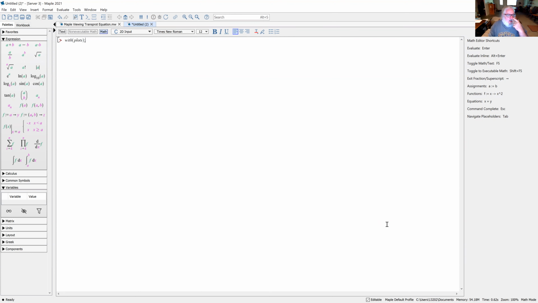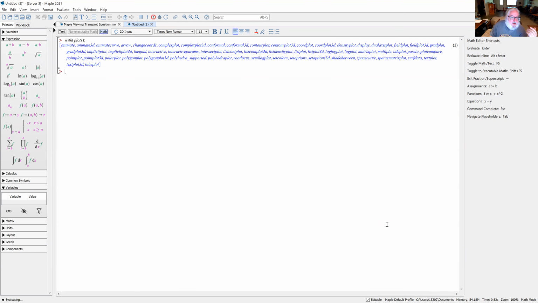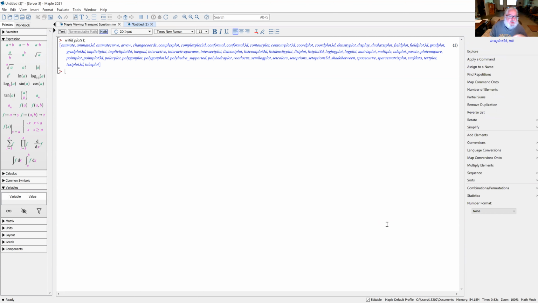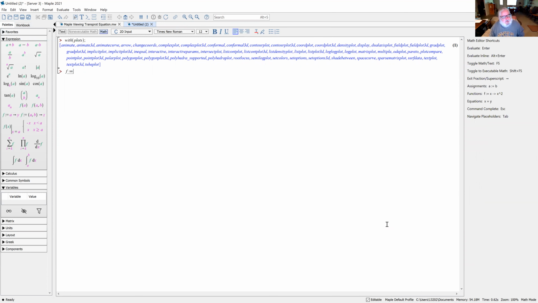So plots is a library, right? And it's got a bunch of different commands in it, some of which we want to use. So how do we define a function in Maple? You give it a name, which is f, and then we're defining it. The command for defining something is colon equals. So f colon equals tells Maple that I'm defining f as something. And I want it to be a function.